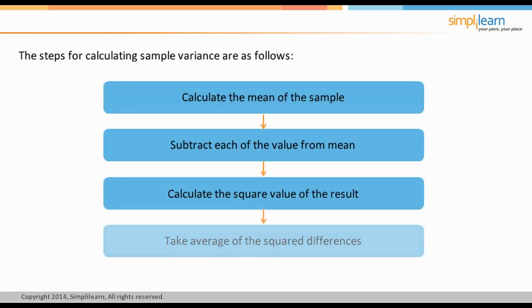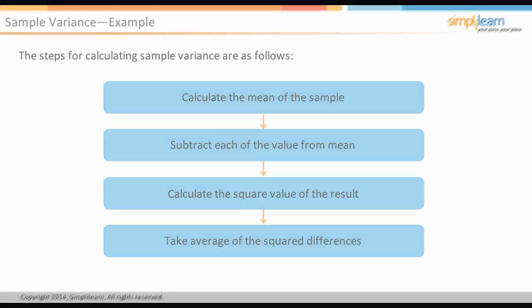Step 1. Calculate the mean or average of the sample. Step 2. Subtract each of the values from the mean. Step 3. Calculate the square value of the results. Step 4. Take the average of the squared differences.